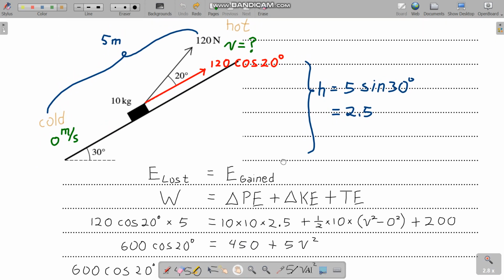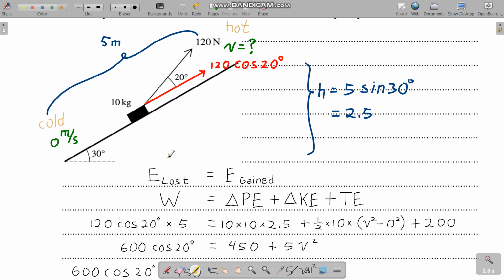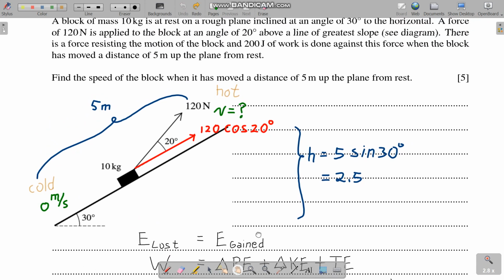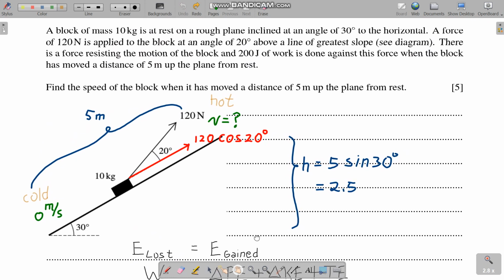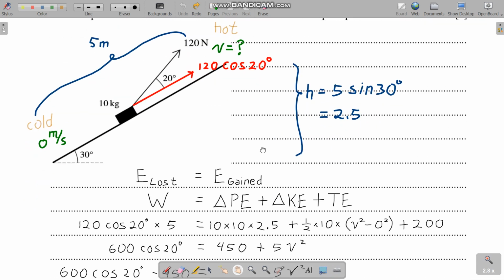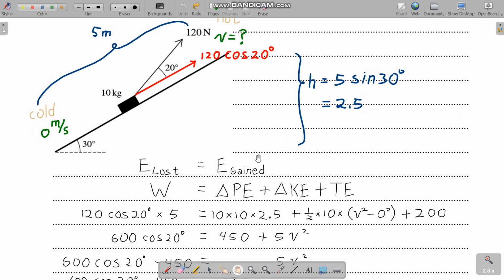Now we use energy lost equals energy gained. We are losing the work done by the engine. Do we have work done by the engine? Oh yeah, actually we don't have work done by the engine. Okay, there is no engine. We have the pulling force from the rope, so this is the work done by the pulling force of the rope, but we only use the component which is parallel to the slope.